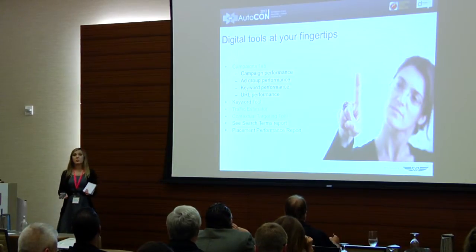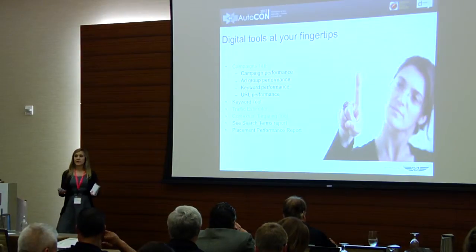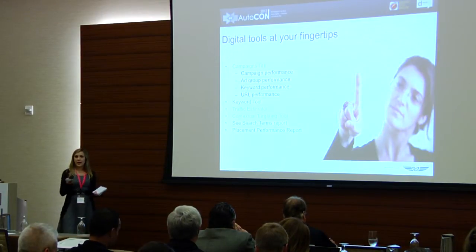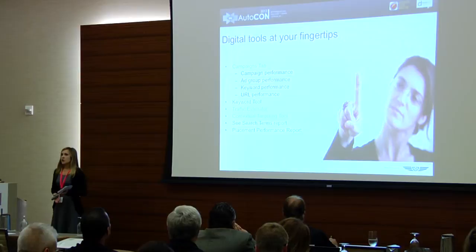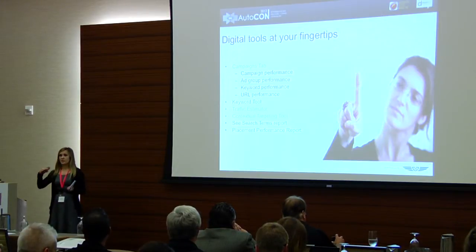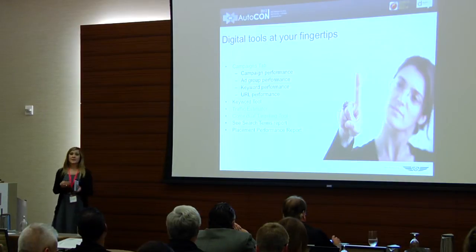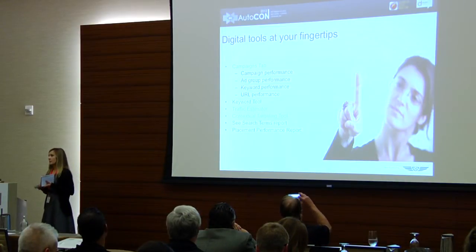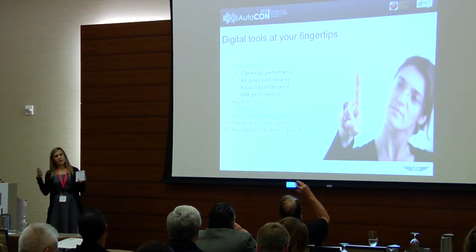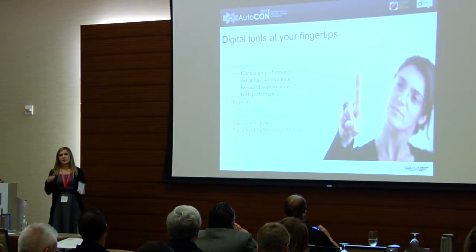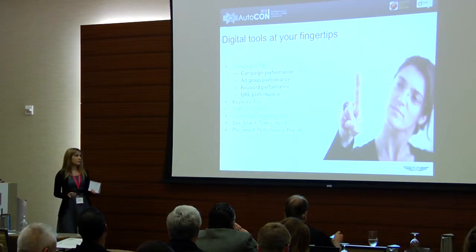There's campaign reports where you look at the health of the entire campaign. You could look at the health of the ad group. If you've got a used car campaign, you've got different ad groups dedicated to different models. You can break it down that far. You can see how a keyword performed. And of course, you can see how the URL performed. So just within the account itself, there's a lot of different metrics to look at.